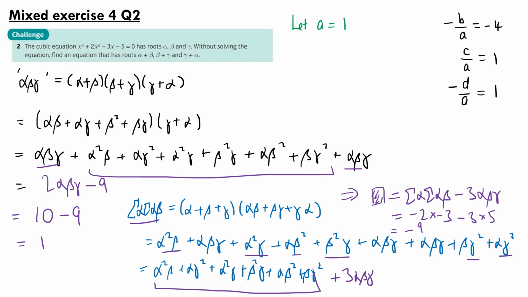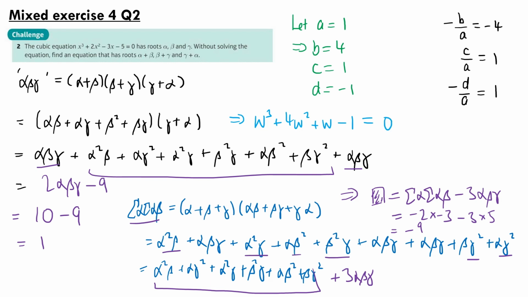Okay, so then we'd have minus b being equal to minus 4. So b is equal to 4. Then c would be equal to 1, and d would be equal to minus 1. So our cubic in terms of w would be w cubed plus 4w squared plus w minus 1 is equal to 0.